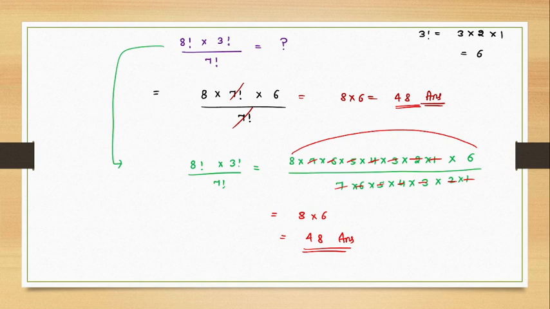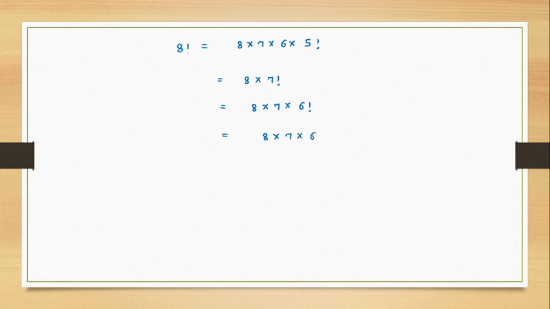So I just want to tell you this process, that you can leave 8 factorial by writing 8, 7, 6 and 5 factorial, or you can also write 8 into 7 factorial, or you can also write 8 into 7 into 6 factorial. You can also write 8 into 7 into 6 into 5 into 4 factorial. Means if you want to leave before 1, then you have to end it by writing factorial.